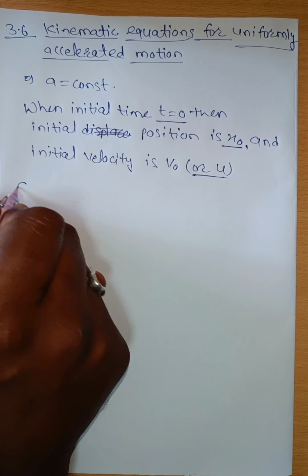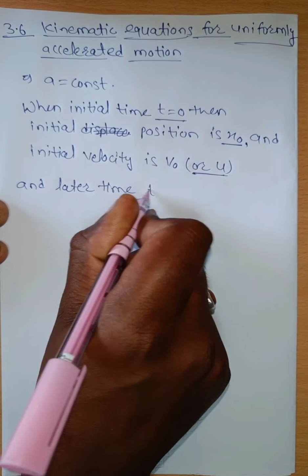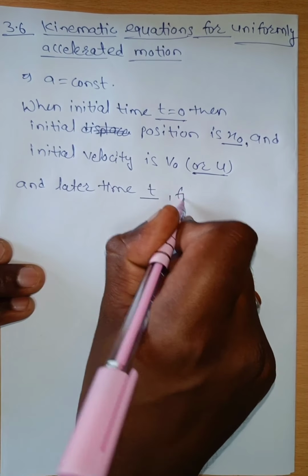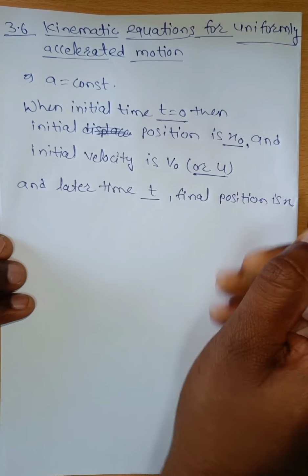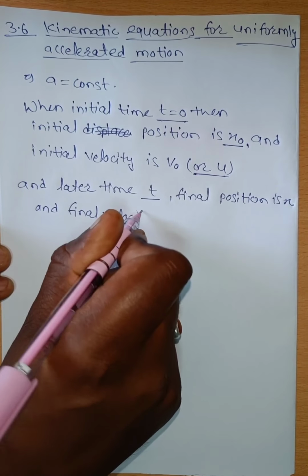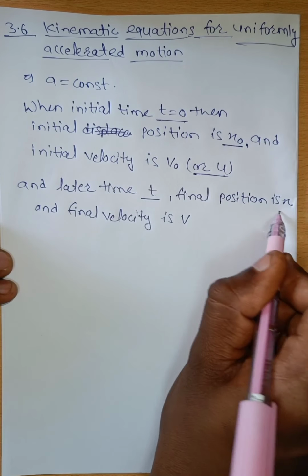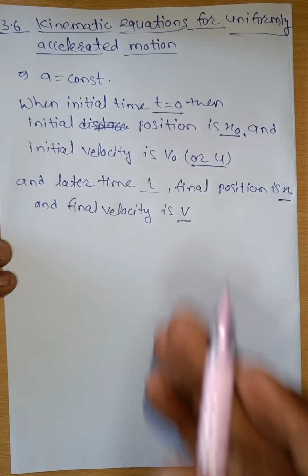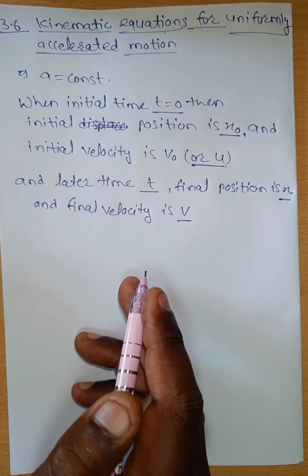Then at a later time t, that is the final time, the final position is x and the final velocity is v. When the time is t, the final position is x and the final velocity is v. Then we have to find out the kinematic equations. There are three kinematic equations, and we will find them one by one.